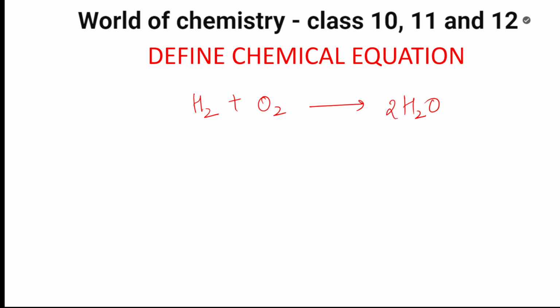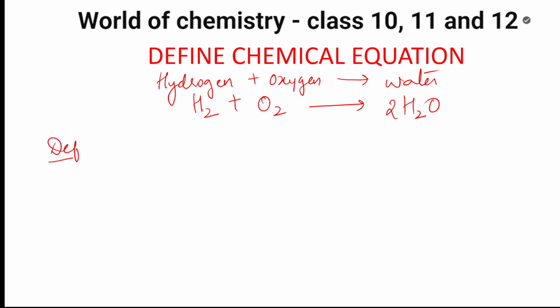So how am I writing this chemical equation? Before we do this, normally we are supposed to visualize a chemical reaction as hydrogen combines with oxygen and forms a water molecule. Correct? So first of all, the chemical equation is a word equation. You're going to write first a word equation.